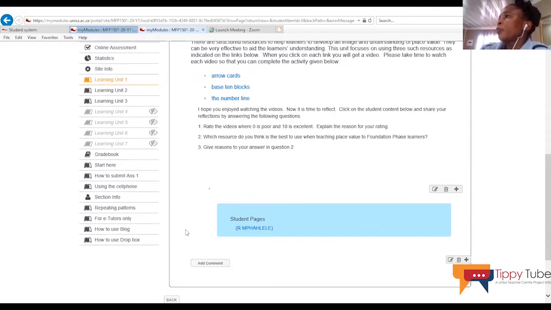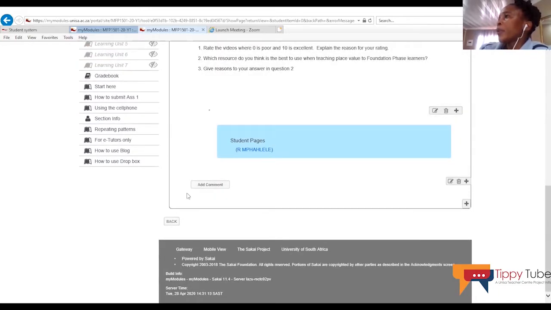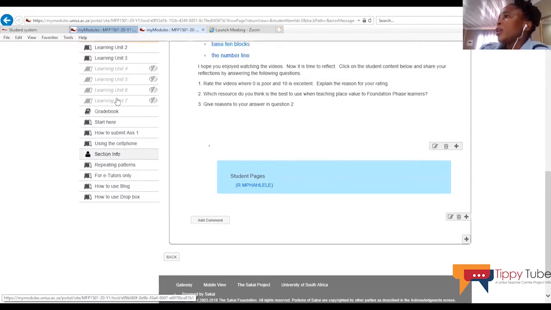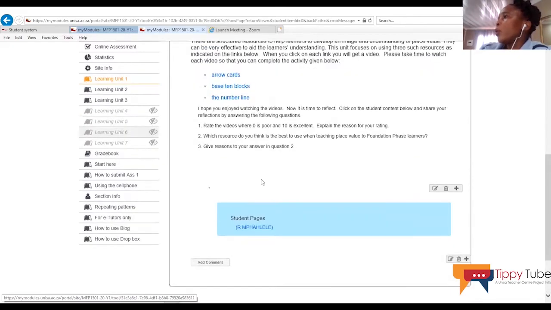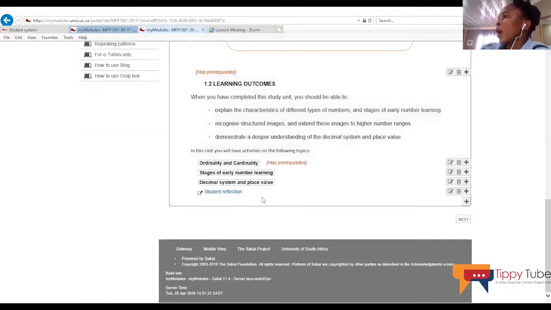So now it means we are done with our learning unit 1. When you finish this, it means you are done with the learning unit 1. The last activity, the activities are about decimal system and place value. So now when you are done, there's another thing that you need to do in the learning unit 1 before you sign off your learning unit 1.